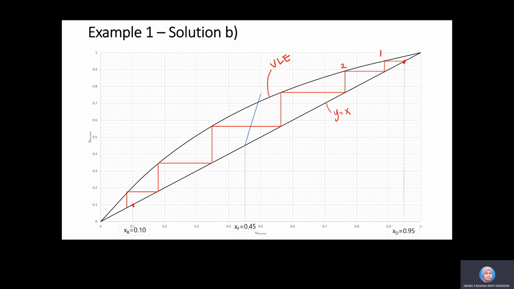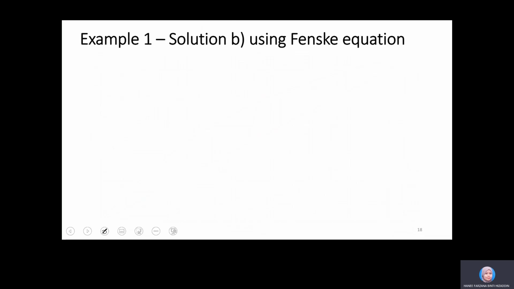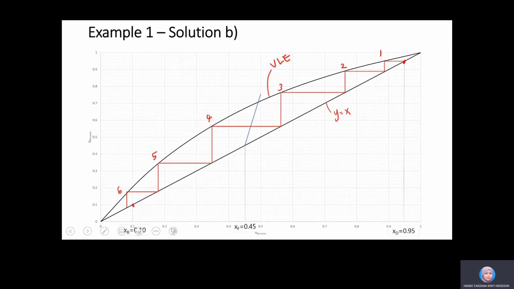And then you step off the stages from XD to XB when Y equals to X. So this is 1, 2, 3, 4, 5. This is actually 6, but we don't actually go all the way to 6 stages. So yeah, we stop here, maybe around 5.8, including reboiler. Okay, so that's how we get the minimum number of stages using graphical method.